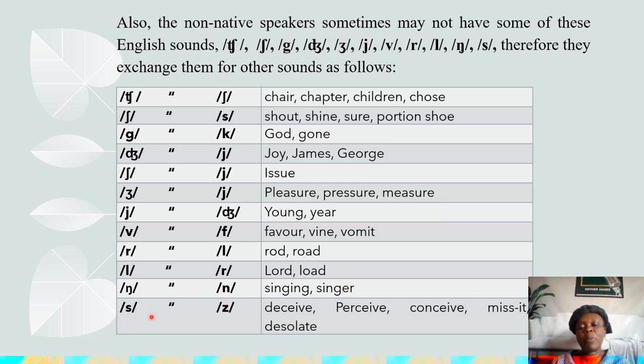People exchange this sound for the Z sound. They say deceive instead of deceive. They say perceive instead of perceive. They say conceive instead of conceive. For example, maybe somebody missed something. They say, did you miss, instead of saying, did you miss it? They say, did you miss it, with a Z. No, this is miss it.